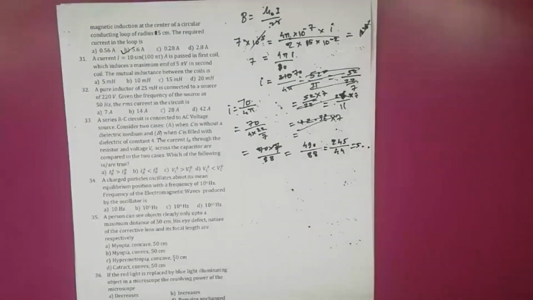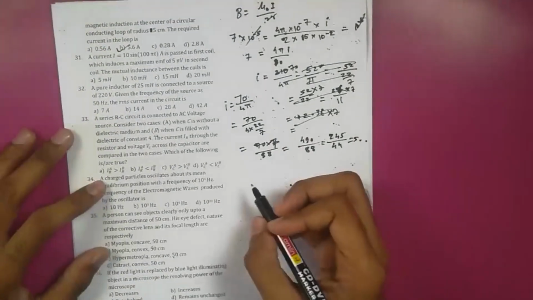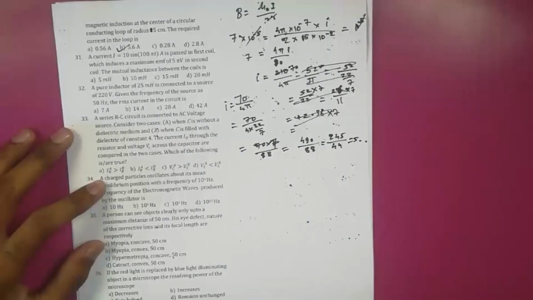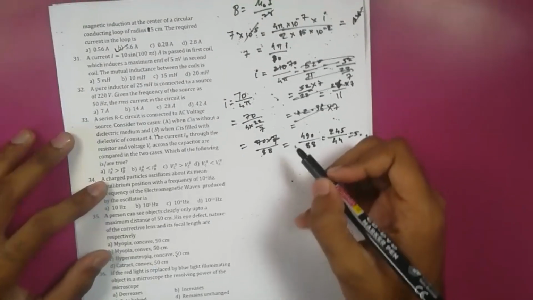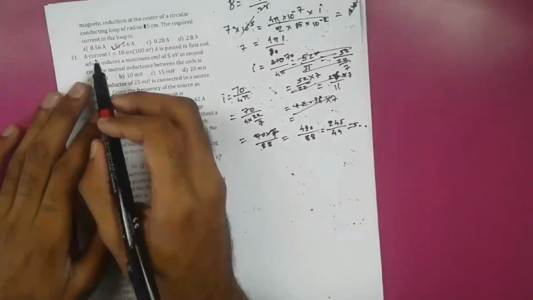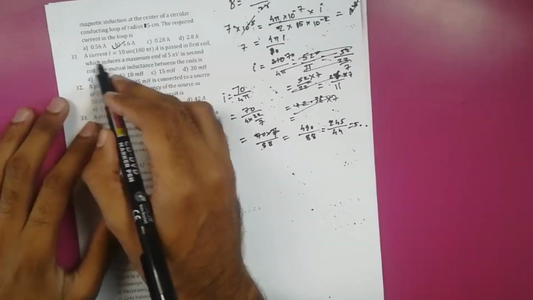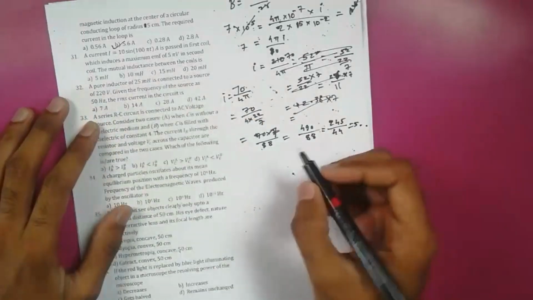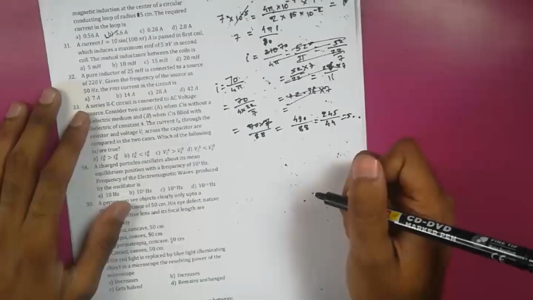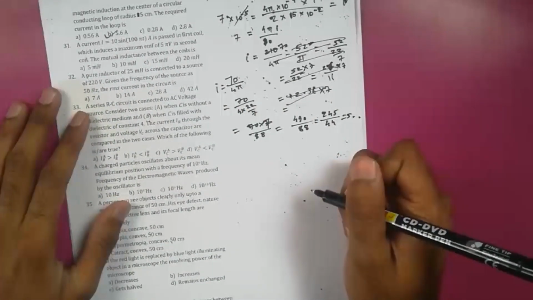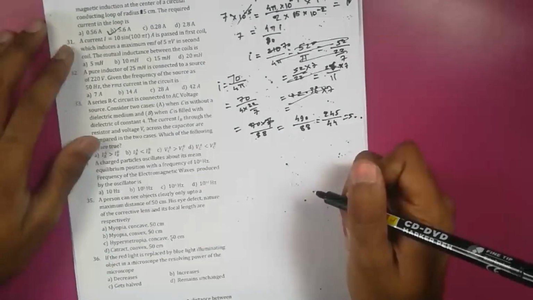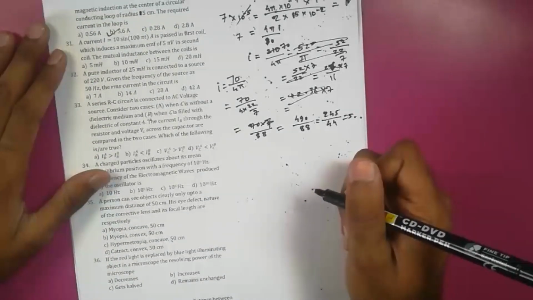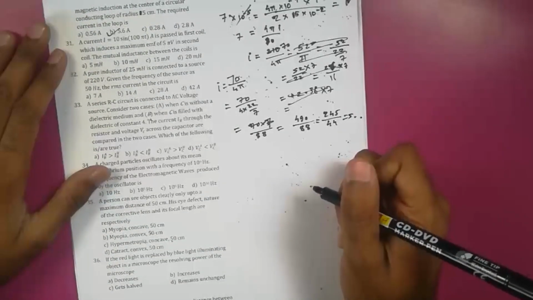Okay, next question is again a bit of formula based, which is based on your EMI chapter. A current I is equal to 10 sin 100 pi t is passed in the first coil, which induces a maximum EMF of 5 pi V in a second coil. Now the mutual induction between the coils is, so I think you know the formula to find this induction value.